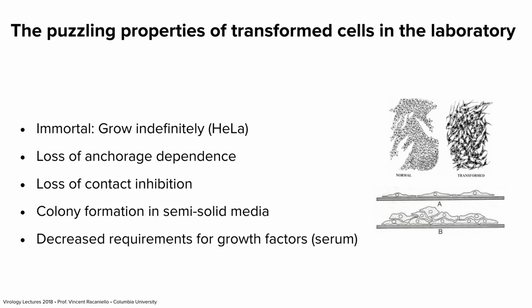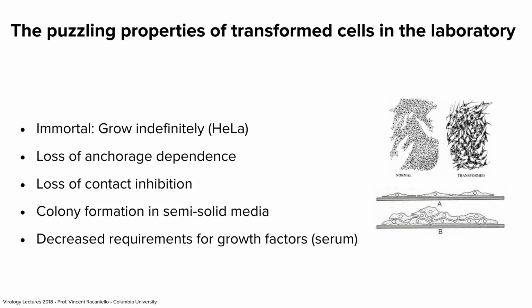Loss of anchorage dependence. The cells, when they touch each other, they don't stop growing, but you could also grow transformed cells in agar. You could pour a thick layer of agar into a plate and mix the cells in with it so the cells are suspended and they'll grow. Normal cells won't grow suspended in space. They like to be anchored to a flat surface. Loss of contact inhibition we've talked about. Colony formation in semi-solid media, I've just told you. And they have decreased requirements for growth factors. They need less serum than primary cells in order to grow. The reason for this will become apparent in maybe 10 or 15 slides. So that's the property of transformed cells.